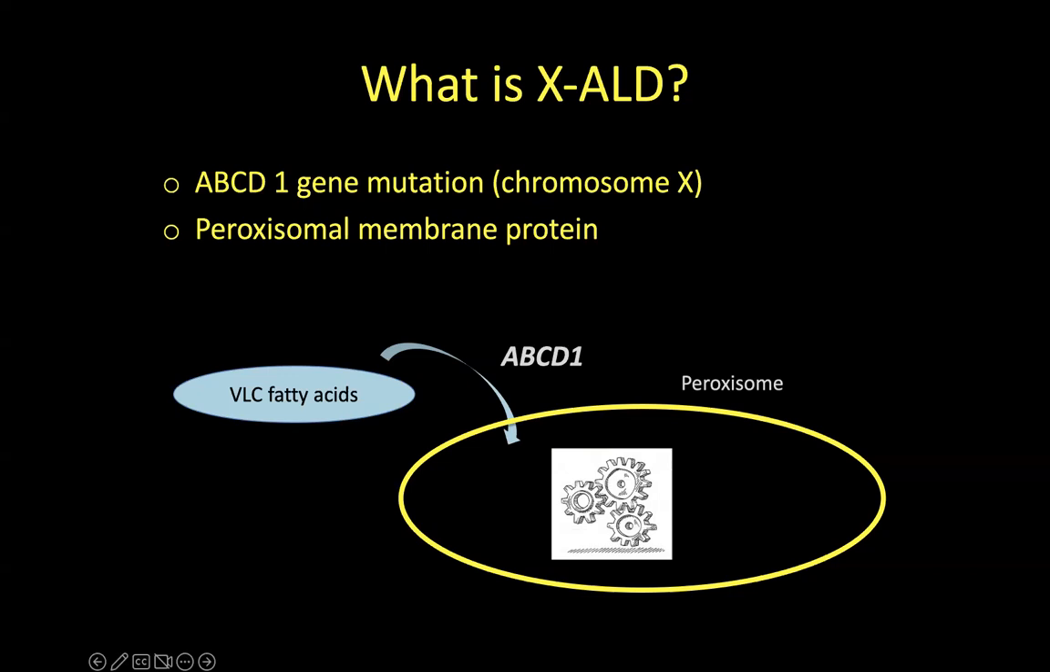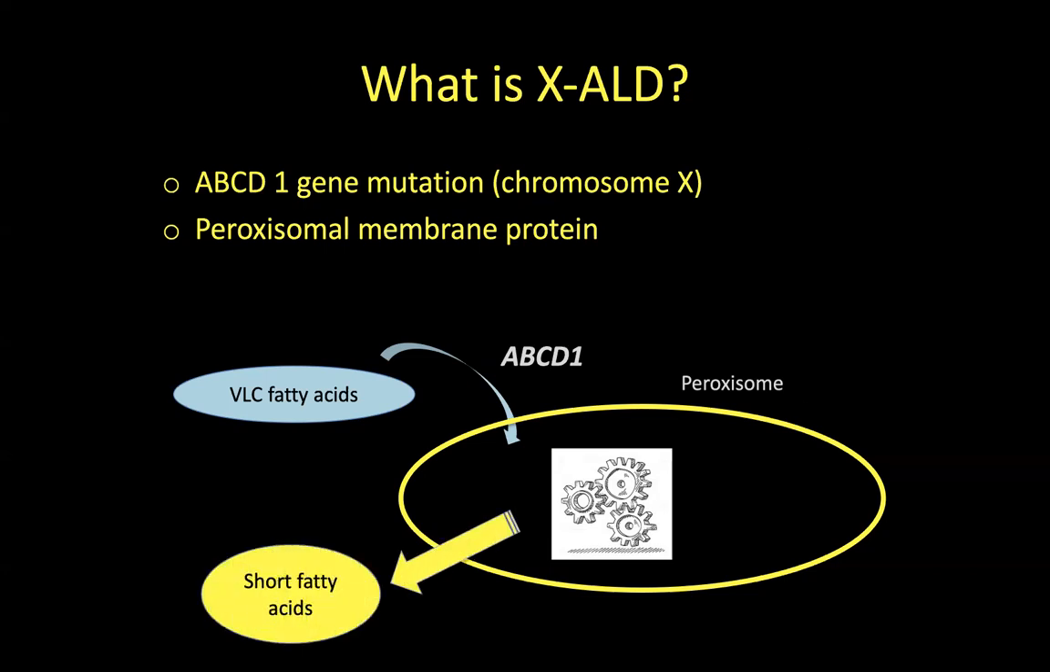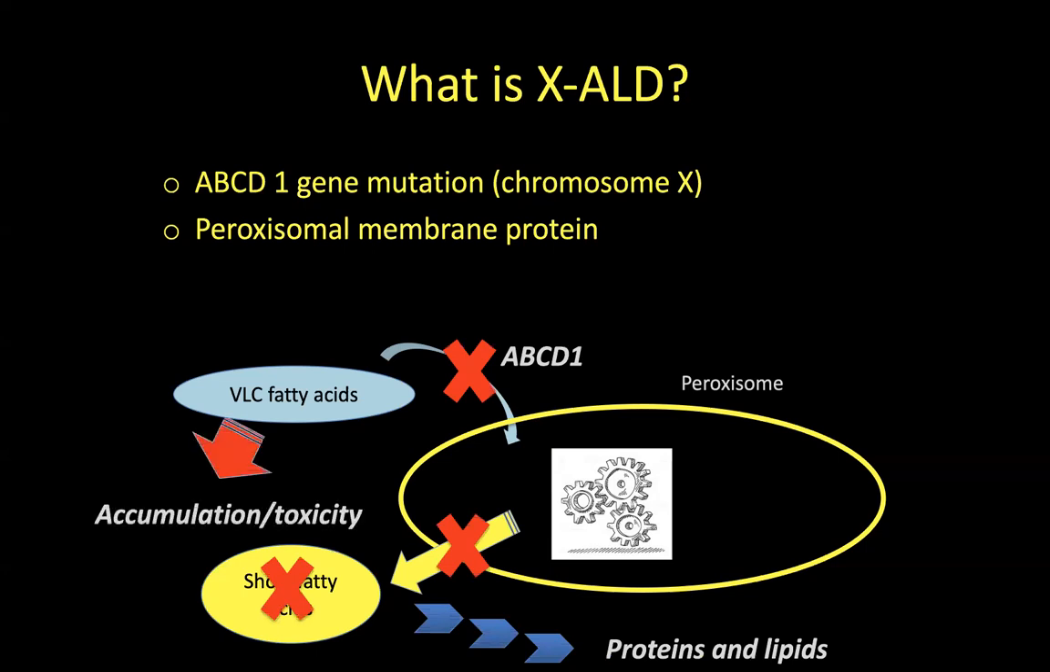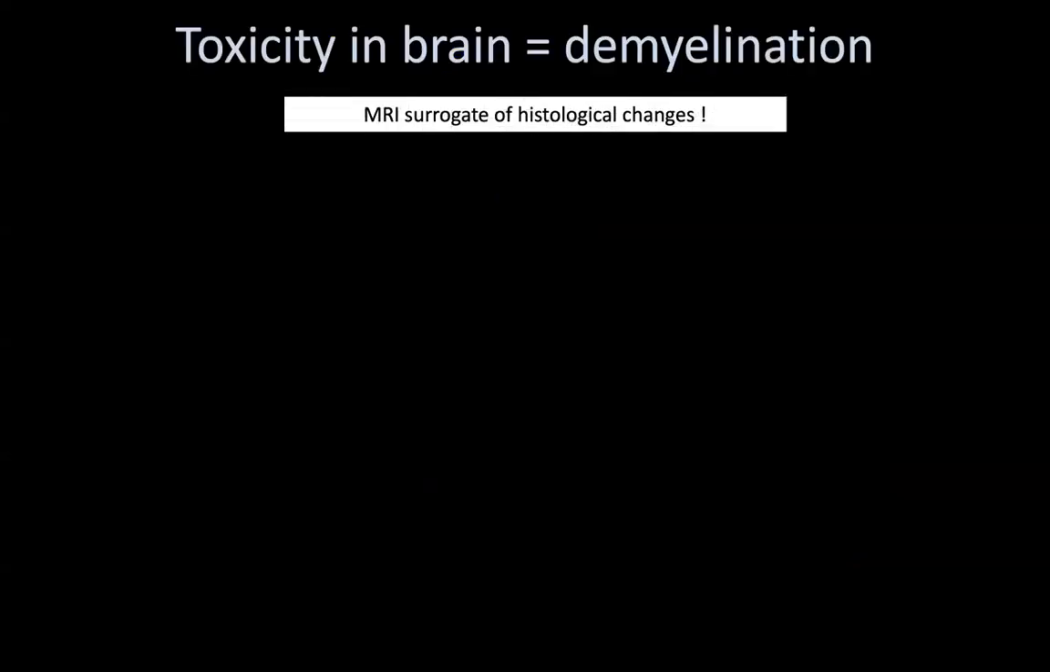Radiologists have a role in the follow-up and the diagnosis of cerebral ALD. Normally, this is a peroxisomal disorder related to the fact that the ABCD1 gene, which normally allows very long chain fatty acids to become short, doesn't work. So we have accumulation and toxicity. What is interesting is how the toxicity expresses itself in the brain as demyelination. And what we see on MRI is a surrogate of histological changes.